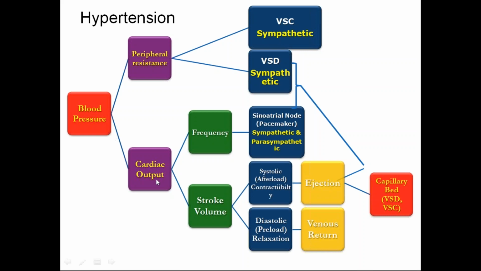Blood pressure, cardiac output. What is cardiac output? Cardiac output, just listen to the name. Cardiac is heart. Output. What is output? Something that is coming out from the heart. What can come out from the heart? Blood, correct? So that is how much blood is coming out from the heart in a certain time. So listen, cardiac output is how much blood is coming out from the heart in 1 minute.